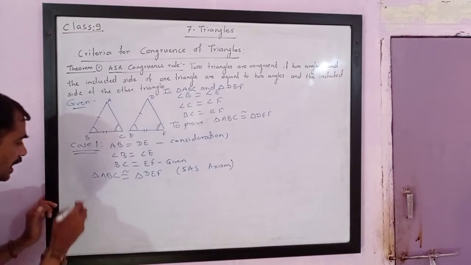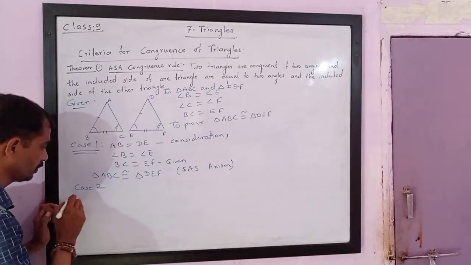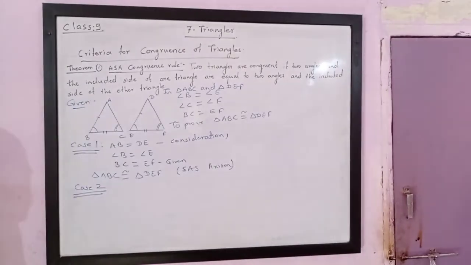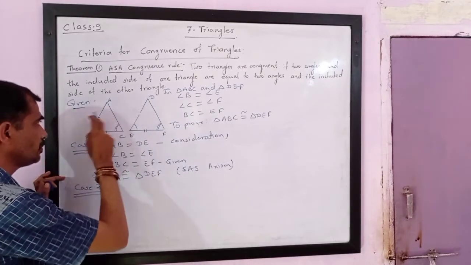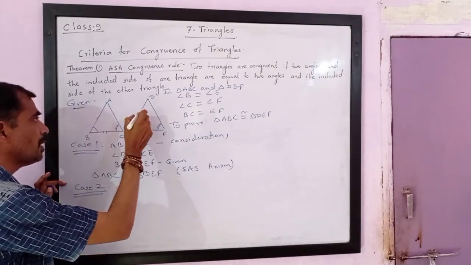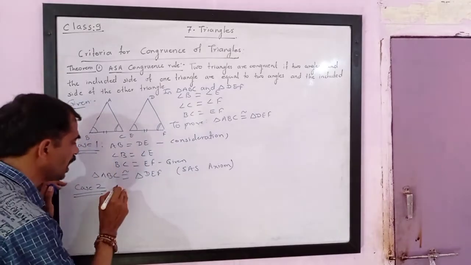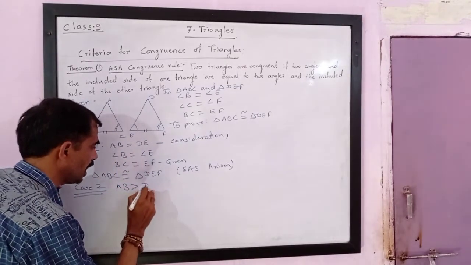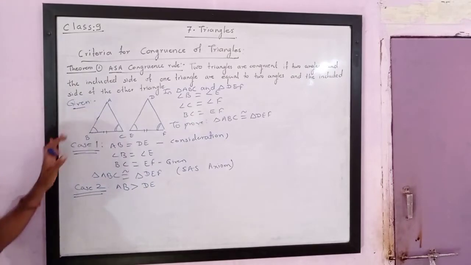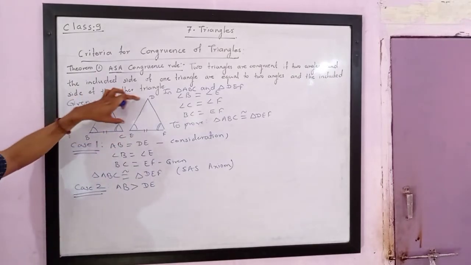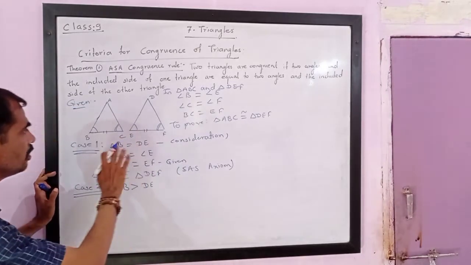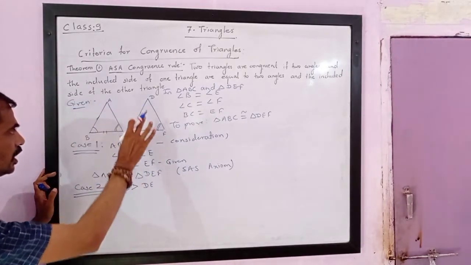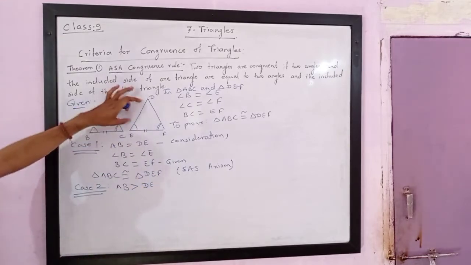Now there exists a second case. If AB is bigger than DE, then what will happen? We imagine the second condition, AB may be greater than DE. So we have imagined that AB is greater than DE.